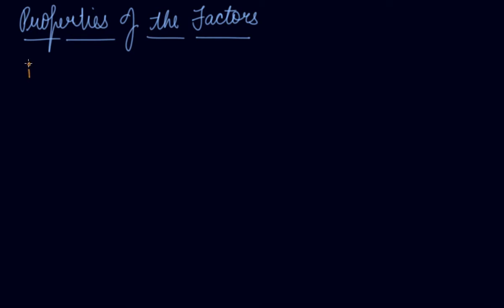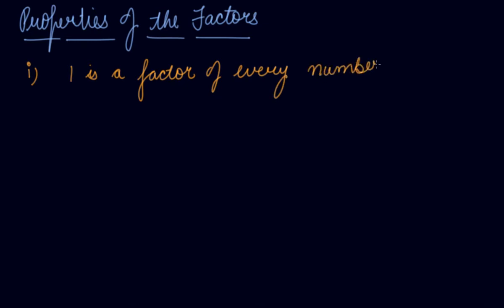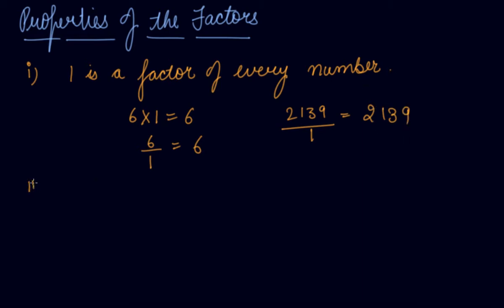Properties of factors. See, number 1. 1 is a factor of every number. Which means if you take the number 6 and multiply it with 1, you get 6. If you take the number 6 and divide it by 1, you get 6 as an answer. If you take the number 2139 and divide it by 1, you get the answer 2139. So 1 is a factor of every number.